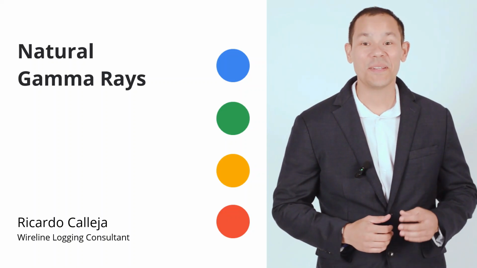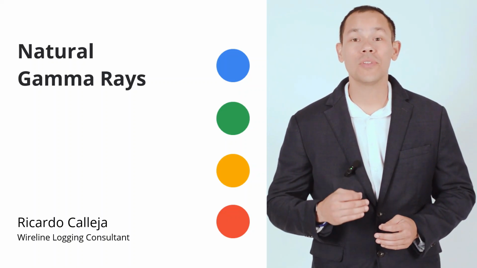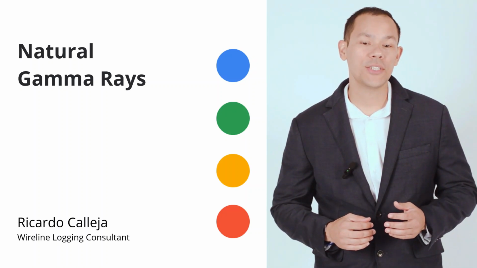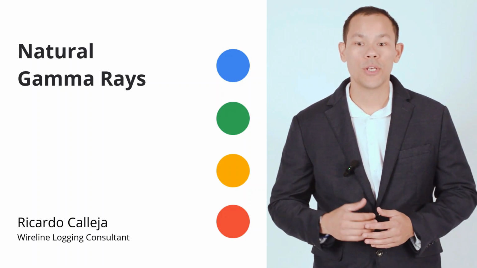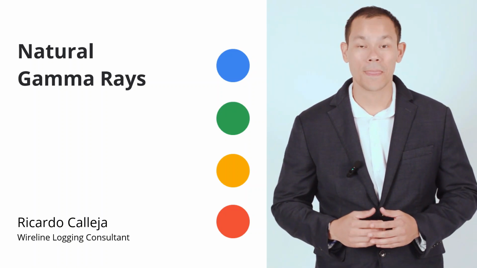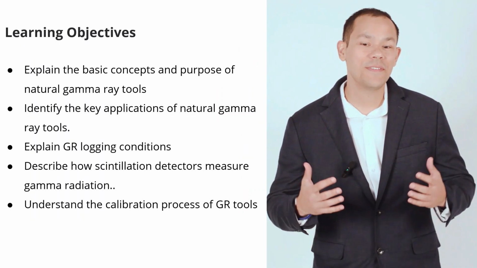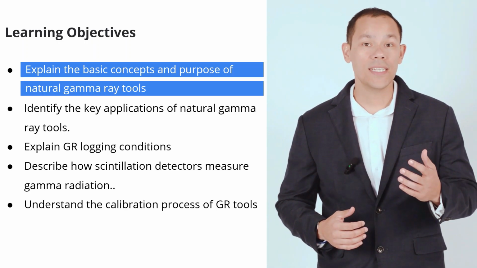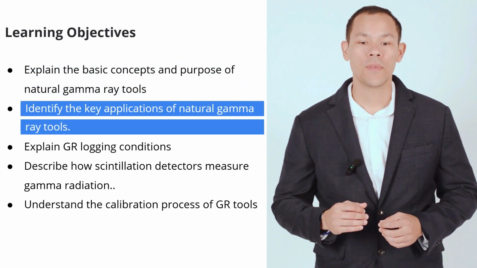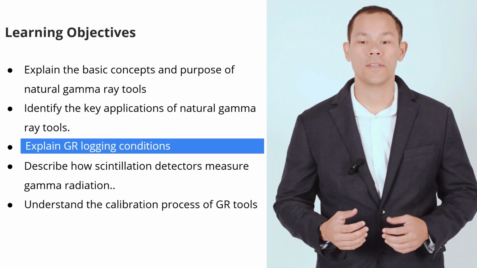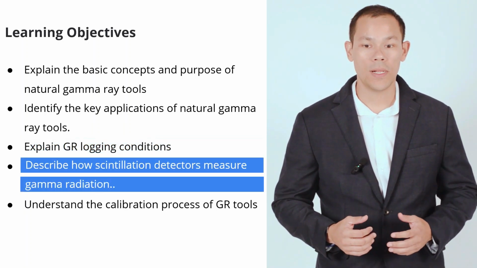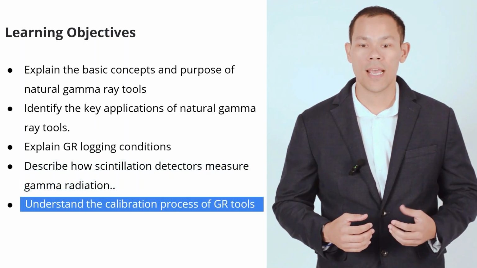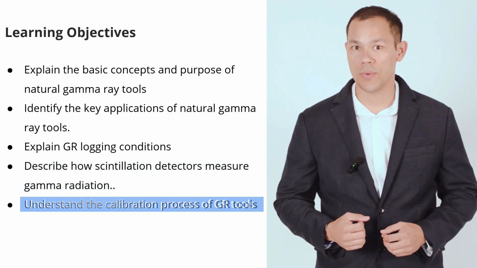Hey everyone, and welcome to the chapter on natural gamma rays. This chapter will cover the principles and application of natural gamma ray tools used in wireline logging. Here you will learn about the fundamental concepts behind natural gamma ray logging, understand its key applications, logging conditions, and the physics behind the measurements. We'll also explore the tools and methods used, as well as the calibration process.